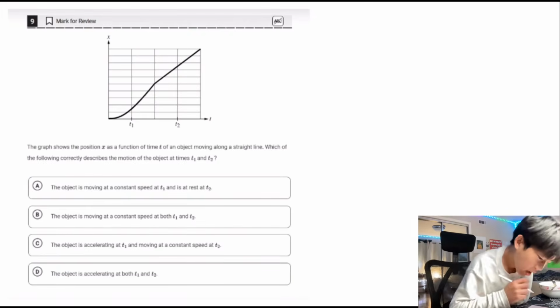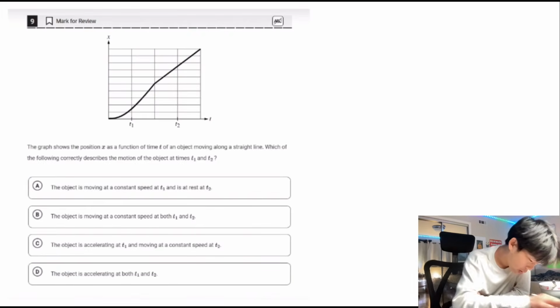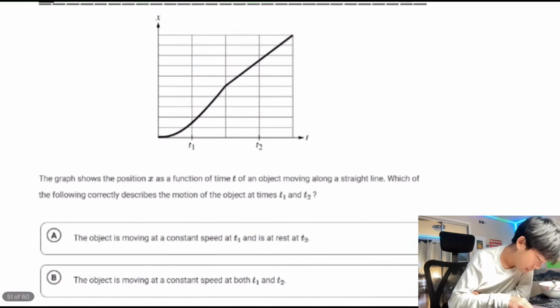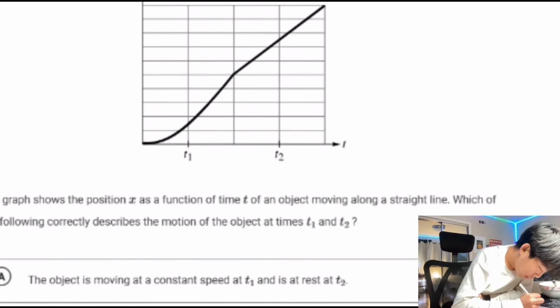Okay. All right, for this next question, number 9. Yeah, you guys are getting the sped up treatment. I don't care. This one is unbelievably easy. So basically, it's asking for T1.